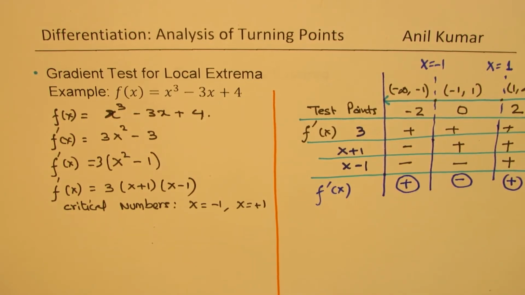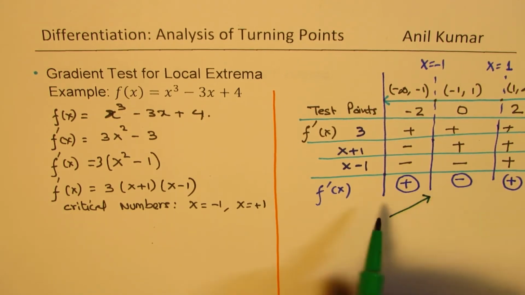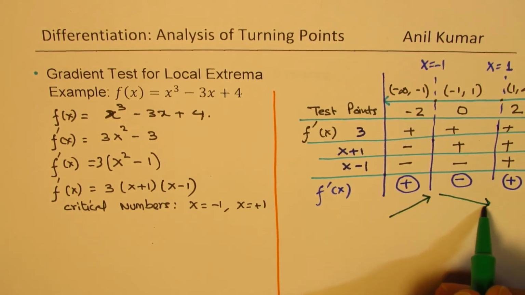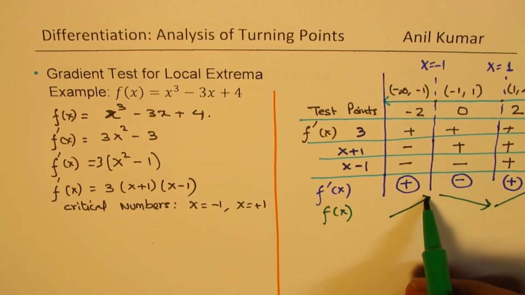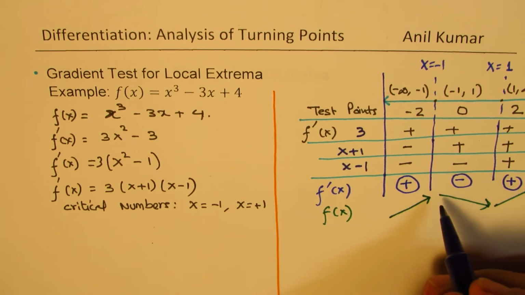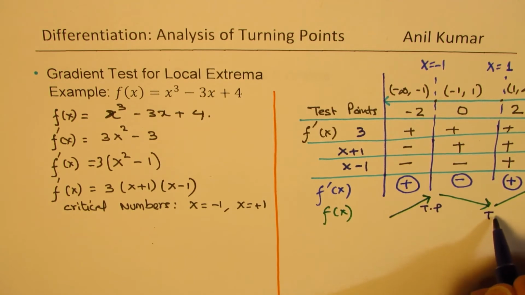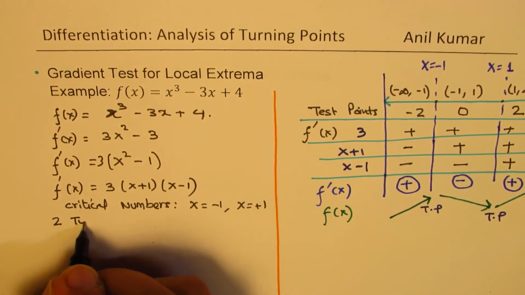Positive means that the gradient is positive. So that means the function is increasing, right? Negative means the function is decreasing. We are talking now about the function f of x. So in this interval, the function is increasing and then decreasing, and then it is decreasing and then increasing. So that clearly means that we have a turning point. So that means we have a turning point here and we have a turning point there also. Do you see that part? So now we conclude that we have two turning points.